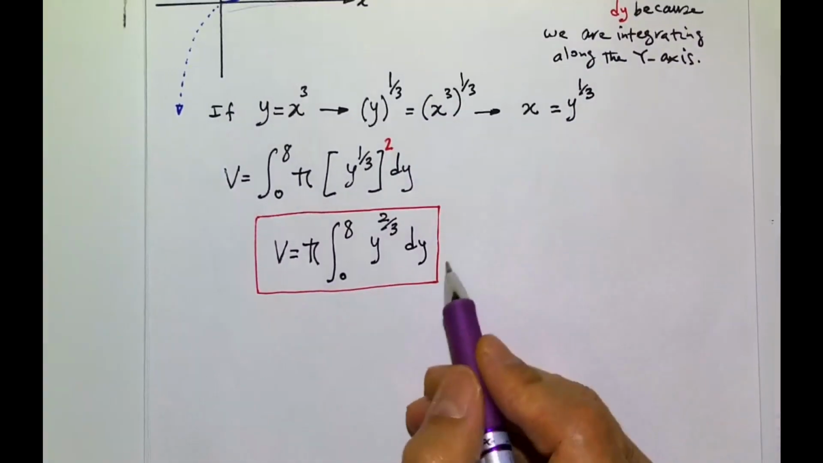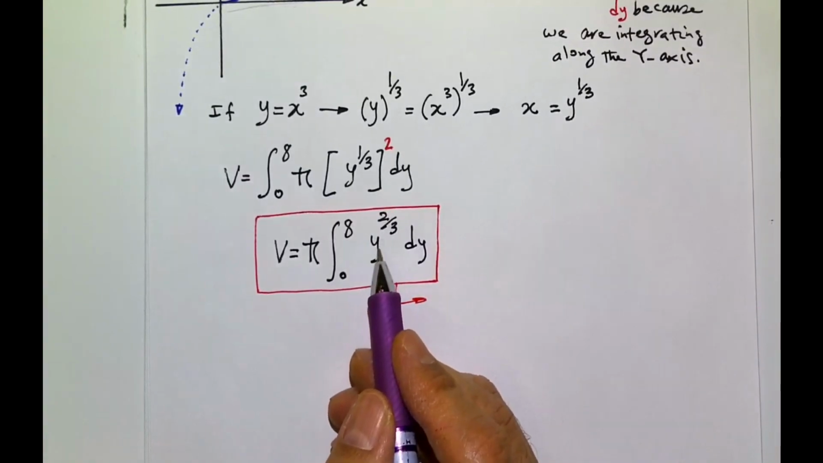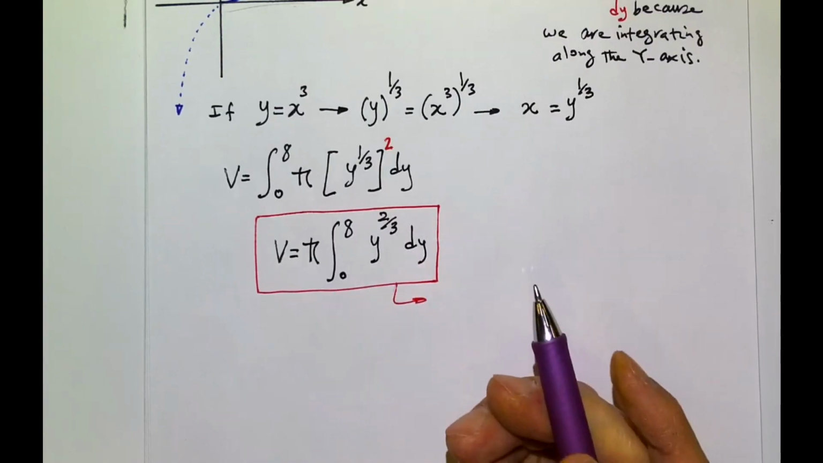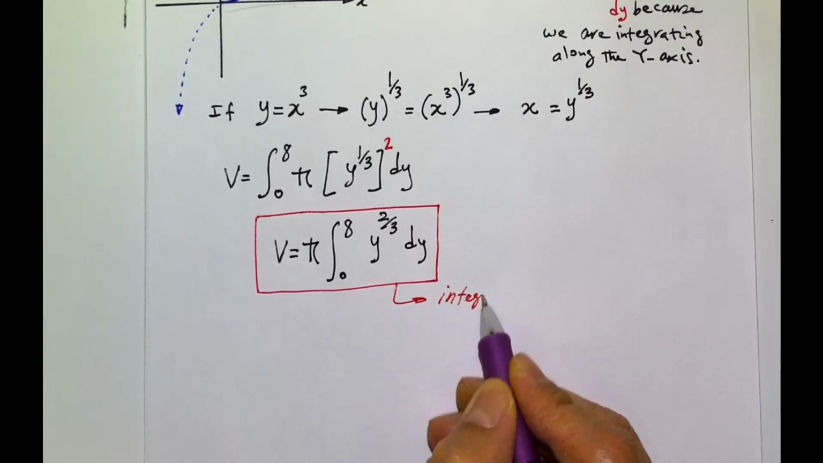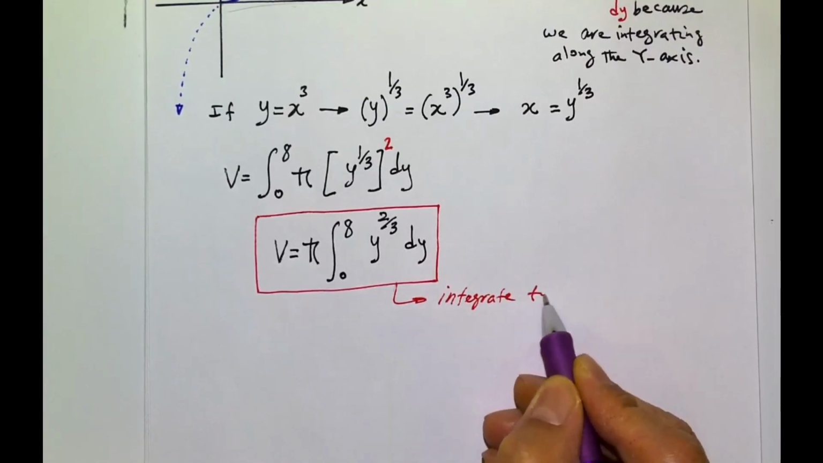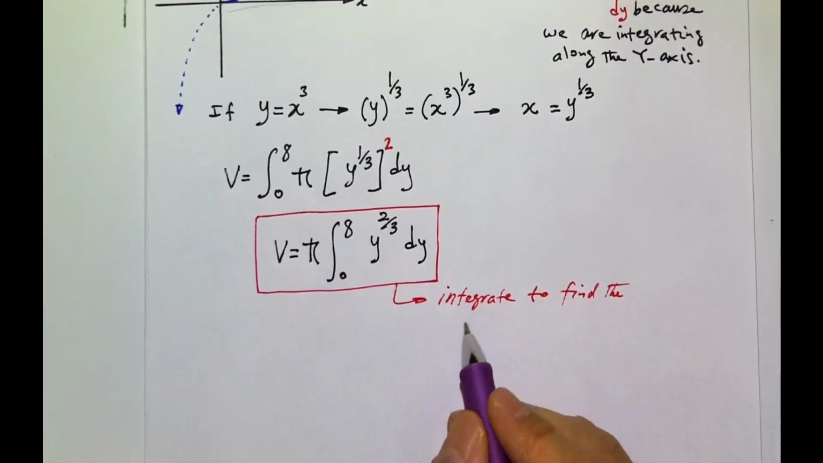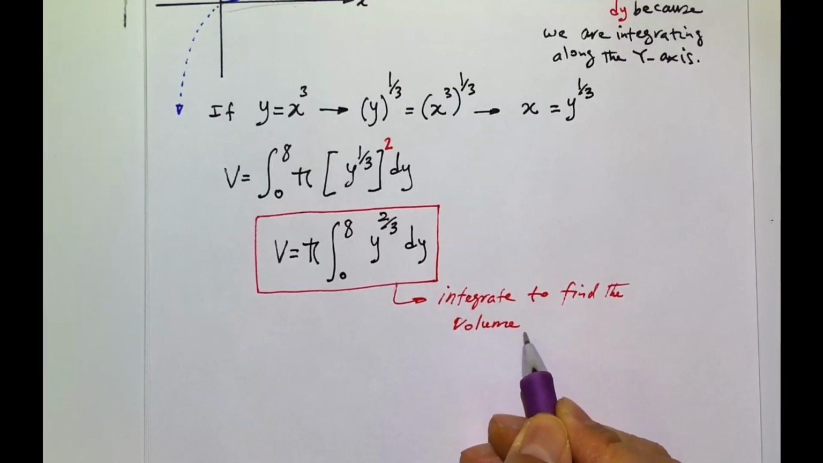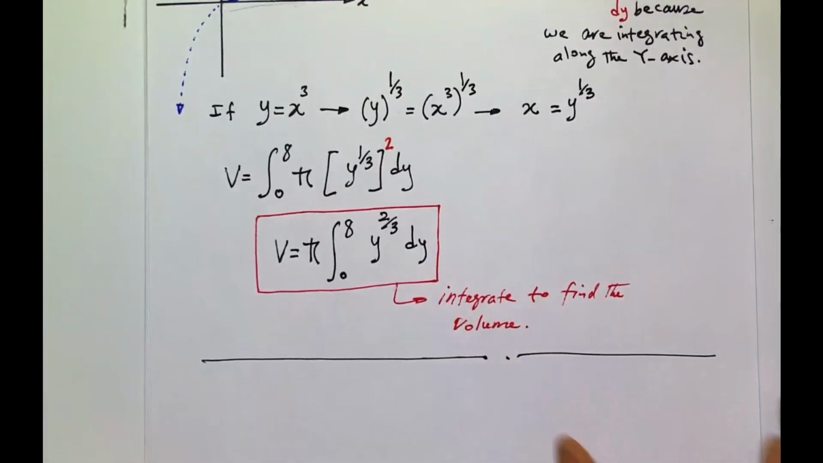And I'll just say, because I know this is pretty easy to integrate, just add 1 to the power, divide by the new power, that's all. So integrate to find the volume. But from this point forward, it's pretty easy. And if you have any questions, of course, you can always come to me. So that's that.